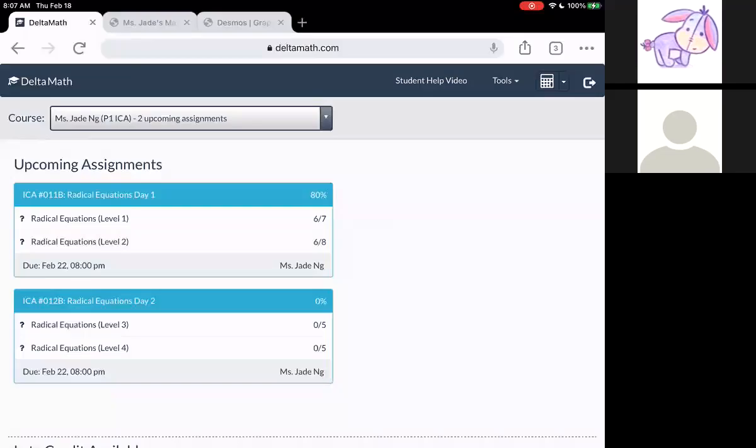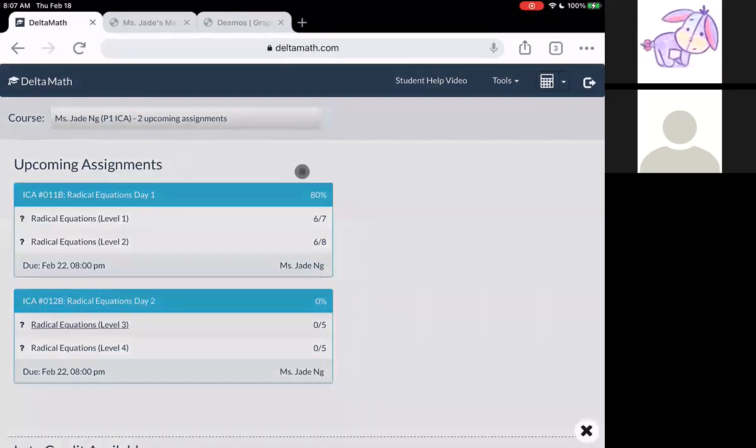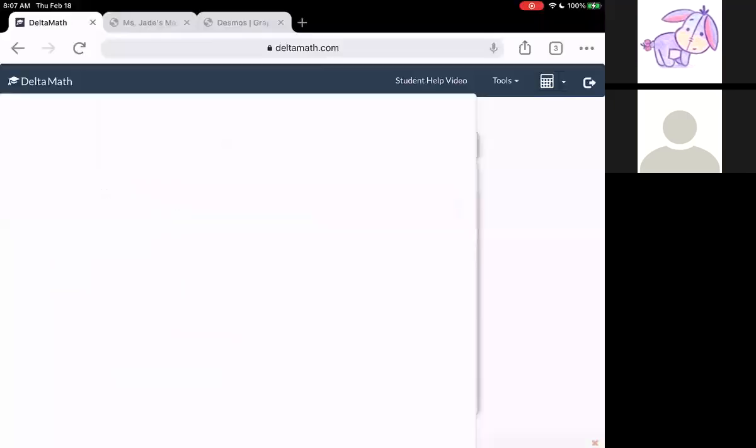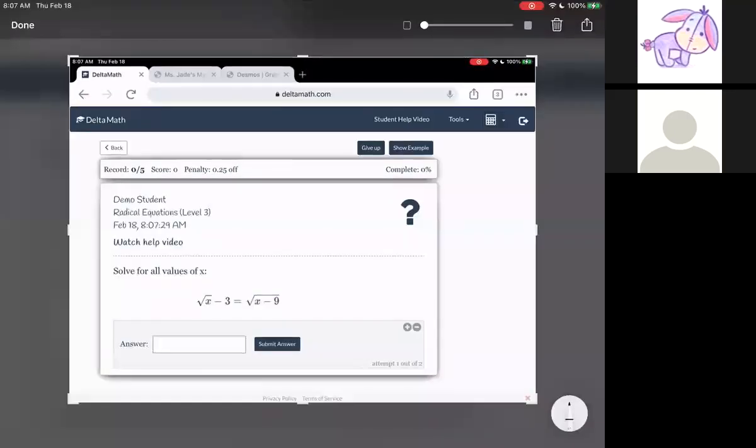So today we're doing assignment 12, radical equations day 2, starting with radical equations level 3. So let's click on that first category. And so once again, we're going to solve for all values of x. So the first step that we want to do is actually square both sides.